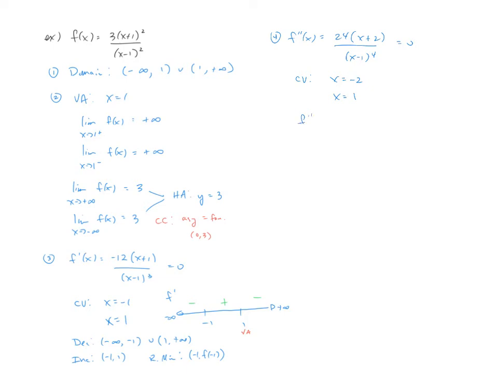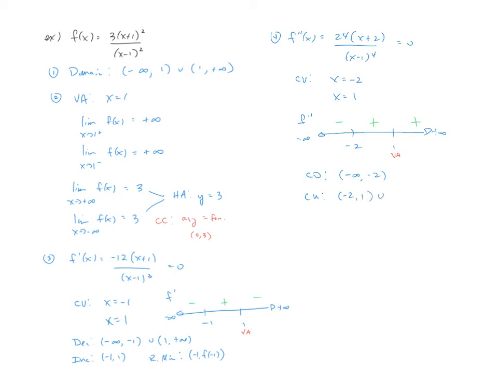So I'll take my second derivative number line, and I'll put my -2 and 1 on there. When I run those numbers, and let me mark this again just to be consistent, when I run those numbers, I get a negative, a positive, and a positive. So we are concave down from -infinity to -2, and then concave up from -2 to 1.